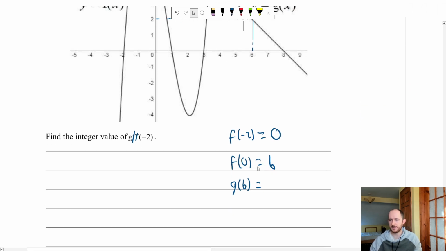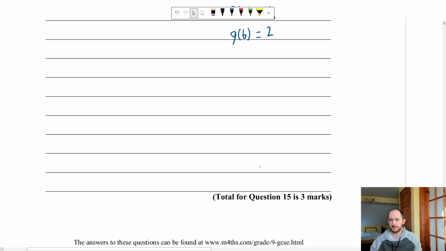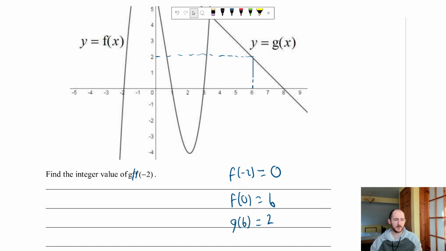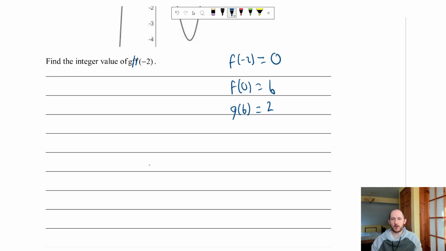Yeah, let's say 2. And that's it. 3 marks because you have 3 substitutions. So if you really want to be super rigorous, you can write then, therefore g(f(-2)) equals 2. But again, if you can't substitute, you can always use graphs.